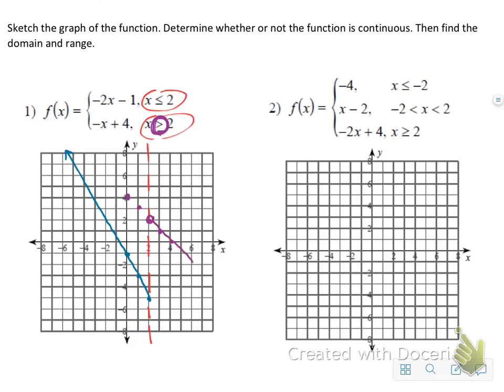And then go on from there with my straight edge, because I'm using a straight edge. And then just erase that part. And there's my graph. Now it's asking me two more things. It says first determine whether or not the function is continuous.